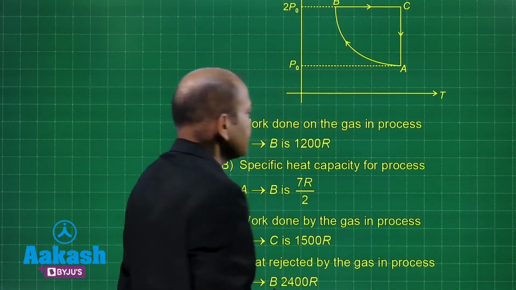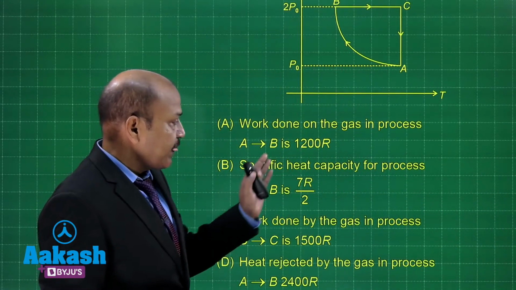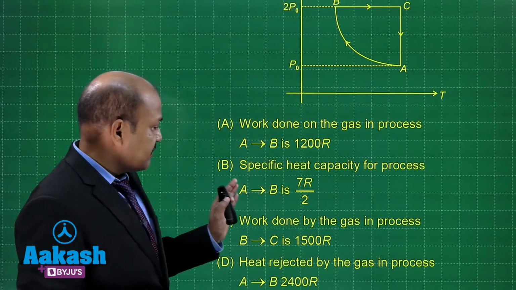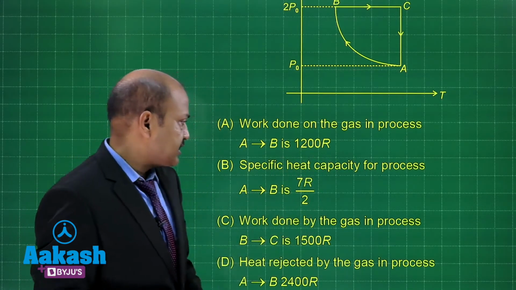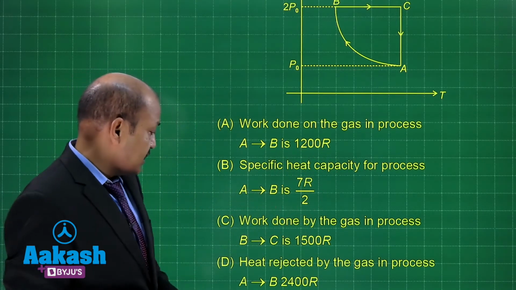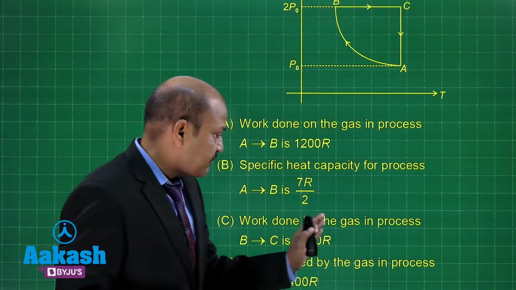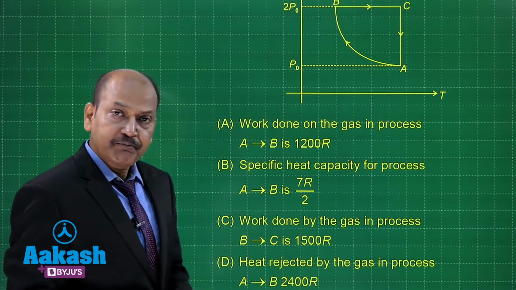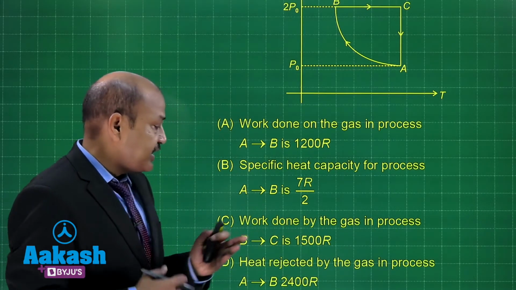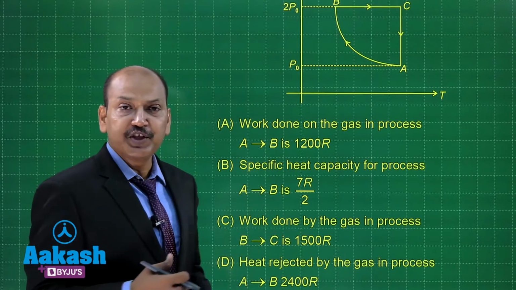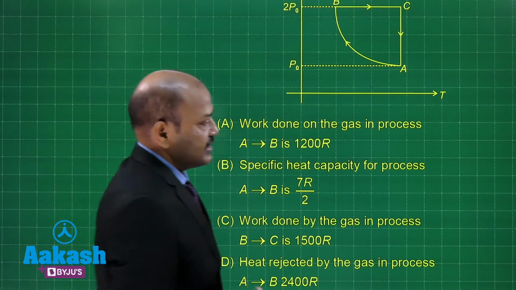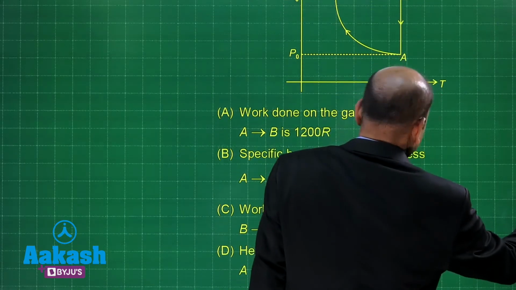Option A says work done on the gas in process AB is 1200 R. Option B says the specific heat capacity for the process AB is this much. Option C is about work done by the gas in the process B to C. And option D is about heat rejected by the gas in the process A to B. Let us start solving the question.